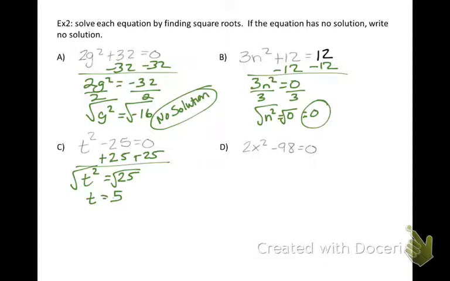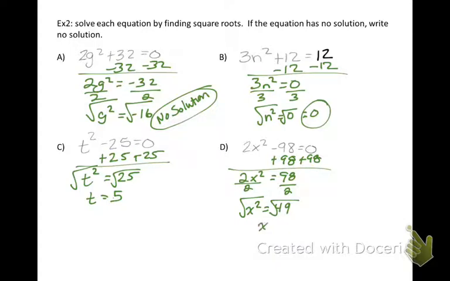I'm going to add 98 to both sides. So I have 2x squared equals 98. Divide by 2. That equals 49. That's a perfect square. So x equals positive or negative 7. Oh, I forgot something on C. I forgot the positive and negative. There's two answers to it.